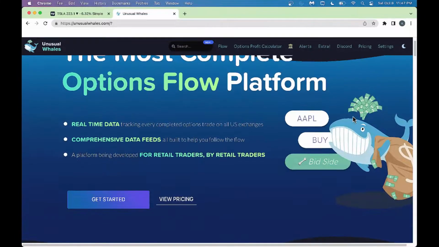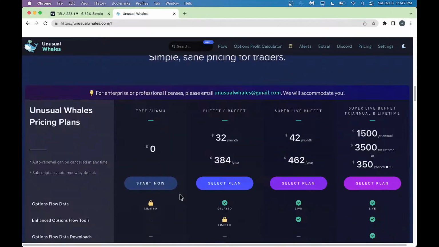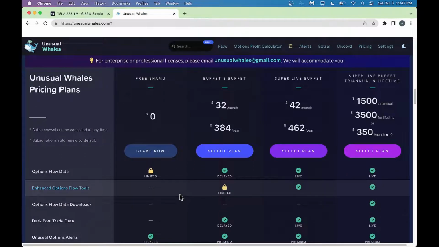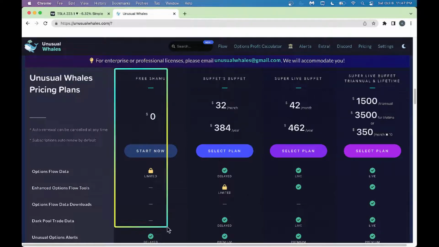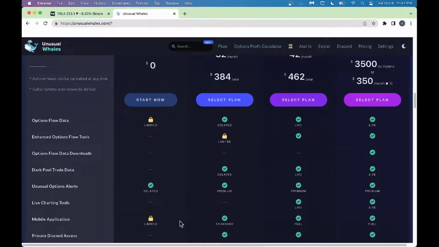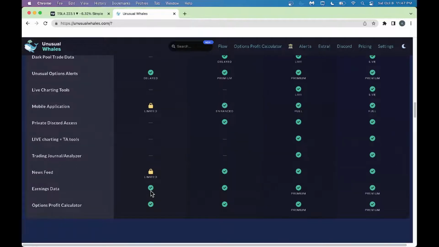As you look into the pricing information, you can click on view pricing, and it has various tiers as you can see here. If you are a beginner, start with the free Shamu here. It's $0, and you will get 15-minute delayed alerts, which can be okay for you to get started. And you get earnings data and an options calculator.